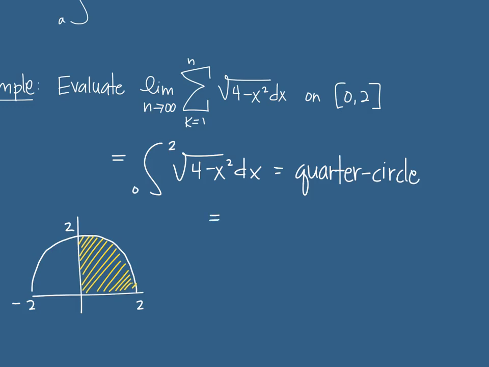Why is it not a parabola? Because of the square root and the square combination. If it had the square root, that makes it not a parabola. If it was a parabola, it would be 4 minus x squared. Let me show you. Let me finish this. Okay, 1/4 pi times the radius of 2 squared. So the answer is pi.